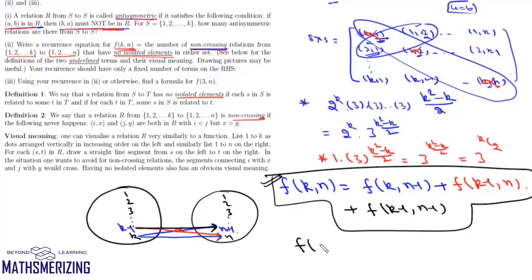Here we can also say that fk1, so here we have only one element, so this element must be mapped to all other elements. So fk1 will be 1, and also f1n will also be 1.